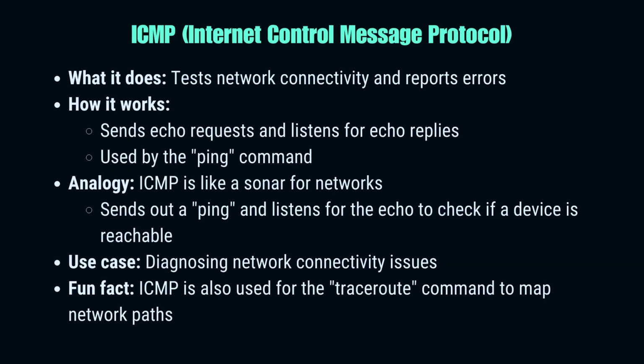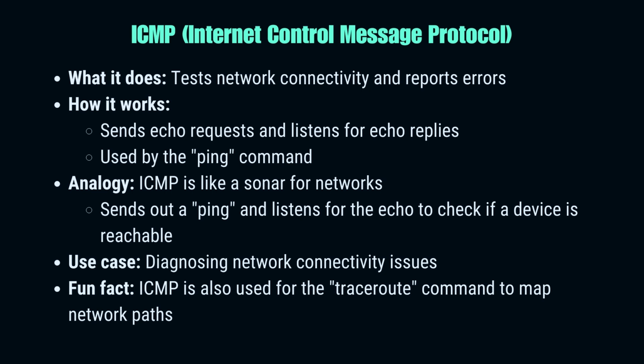Next, let's look at how network connectivity issues are diagnosed with ICMP, the protocol that's often behind tools like ping and traceroute. ICMP, or Internet Control Message Protocol, is like a sonar system for networks. It's used primarily for diagnosing network connectivity issues and testing whether devices on the network can communicate with each other. One of the most common tools that use ICMP is the ping command.